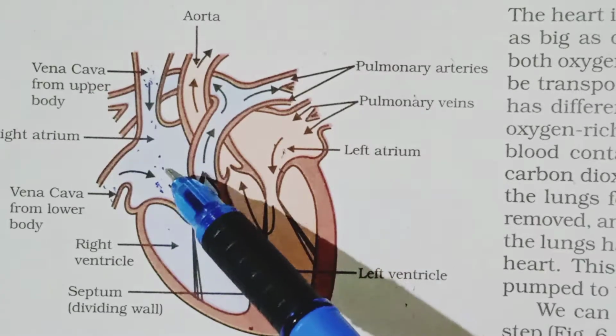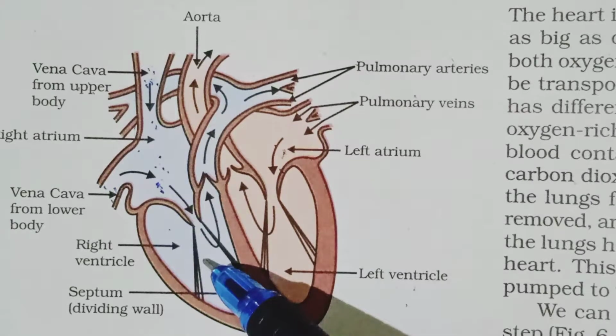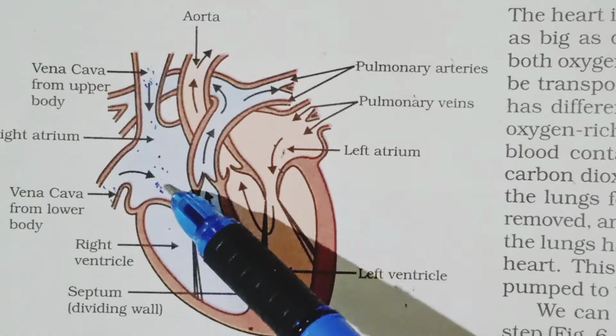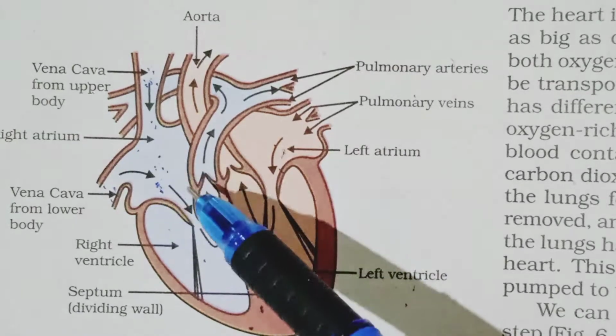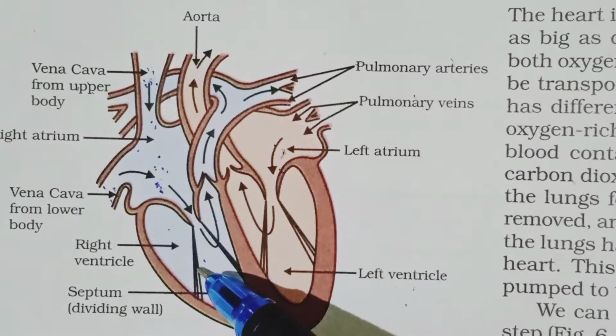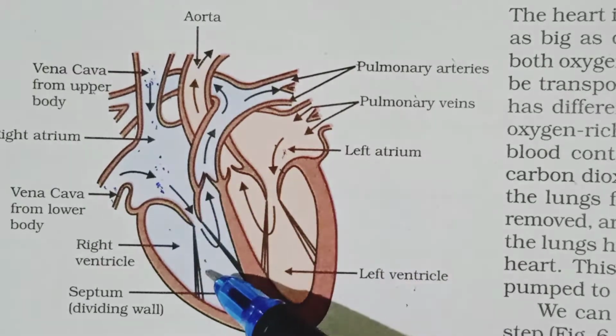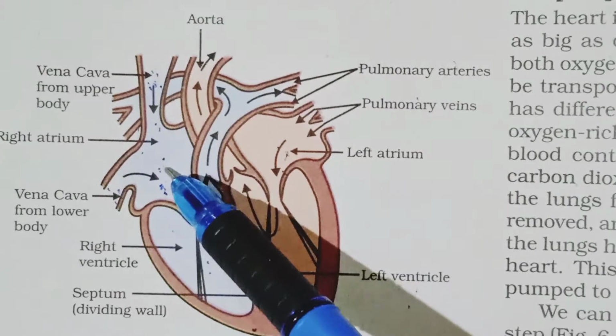And this blood has to flow into the right ventricle. Now we have four chambers here. This is the right auricle, and from the right auricle it gets into the right ventricle. Now when it is getting into the right ventricle, this actually contracts.